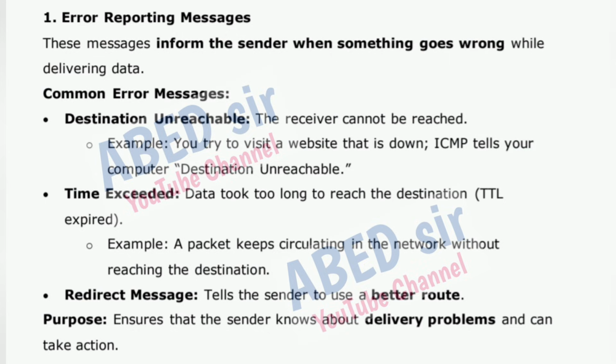Time exceeded, data took too long to reach the destination, TTL expired. Example, a packet keeps circulating in the network without reaching the destination. Redirect message tells the sender to use a better route. Purpose: ensures that the sender knows about delivery problems and can take action.